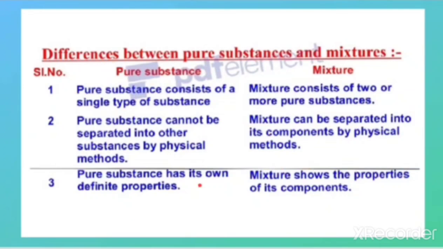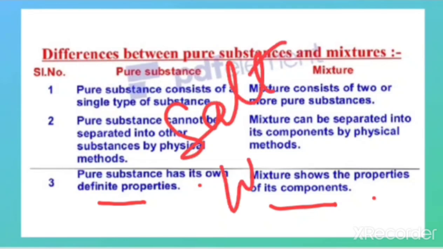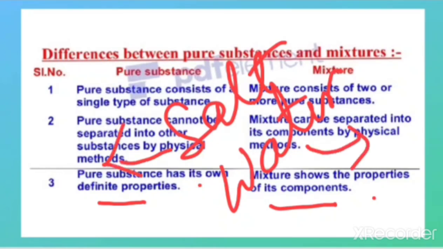A pure substance has its own definite property, but a mixture shows the properties of its components. So whatever the pure substances are, each has its own definite property, but mixtures have the properties of their components, like salt water. It has two components, salt and water. So it shows the properties of salt and it also shows the properties of water. So a mixture shows the properties of its components.